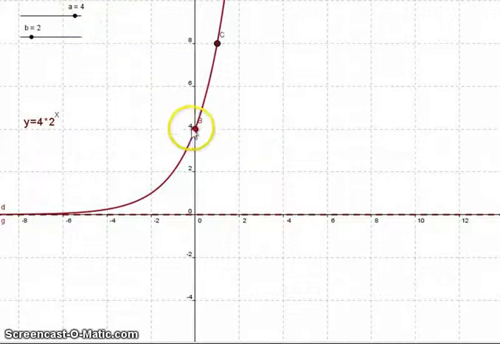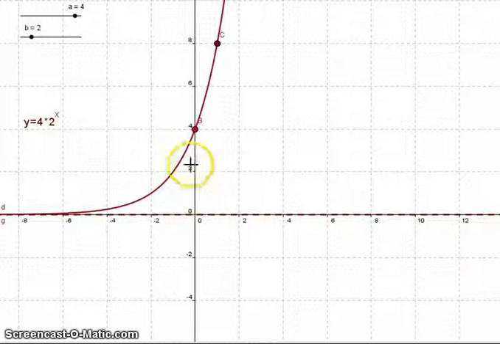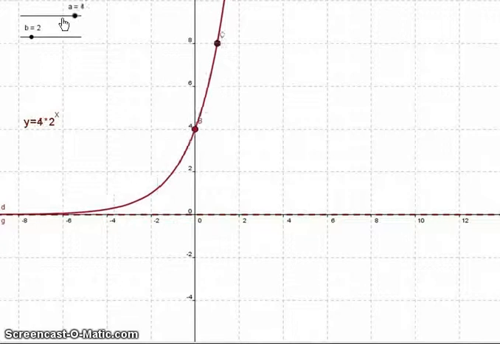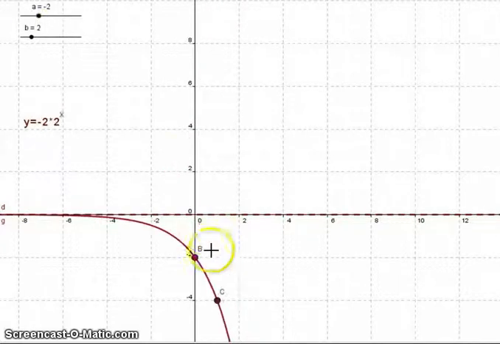So when I have a is 4, it's going to have a y-intercept of 4. So that point at (0, 1) just gets multiplied up 4 units. If I take that up to 5, now it's a y-intercept of 5. If I go down to, say, negative 2, now it's at negative 2, and that's regardless of the base.